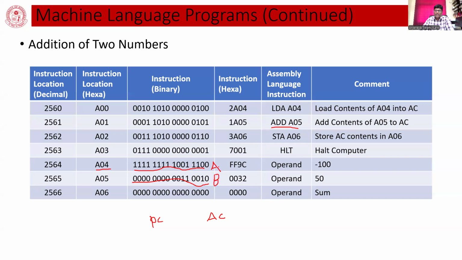So we are trying to add A plus B. Store A06. Store means whatever result is already in the accumulator will be stored in the location A06. Okay, and then halt. This is basically performing addition of two numbers. One number is -100, another number is 50. The result will be 50, which will be stored in the location A06.